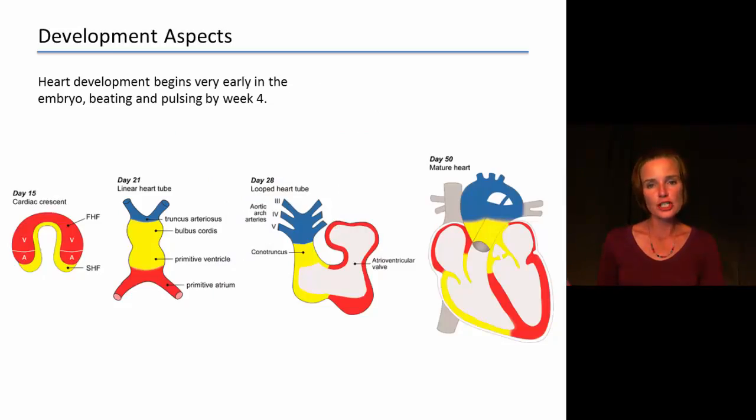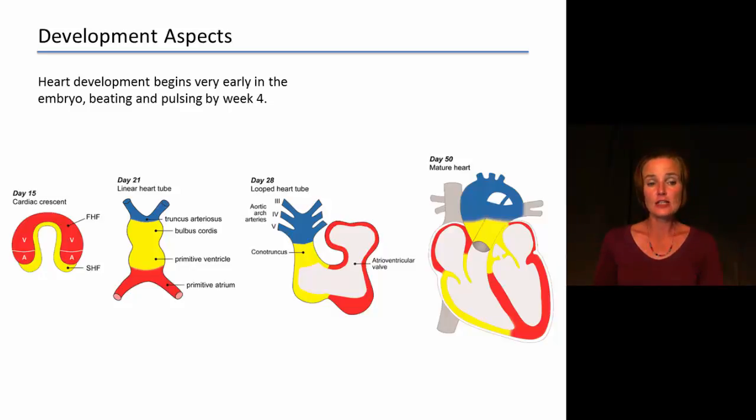If we finish this up with just a few key points about the developmental aspects of the cardiovascular system. Heart development begins very early in the embryo. And by very early, typically the heart is beating and pulsing by week 4. And so here we can see that at day 15, we can already see structures of the heart. You can see the ventricles and the atriums kind of shown there with the V's and the A's.